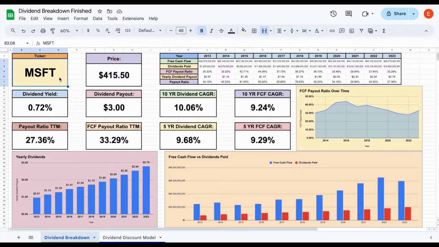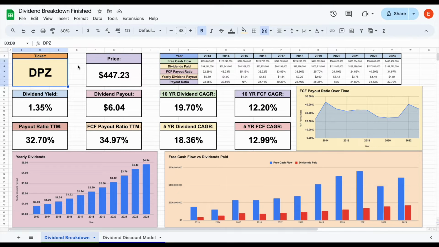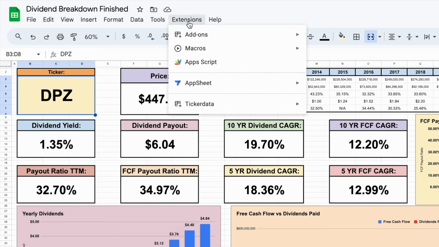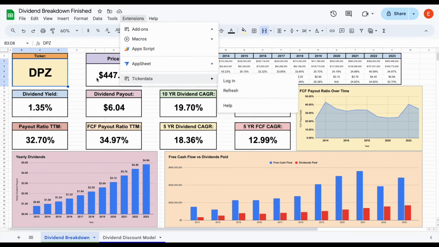So for example, you can see we have Microsoft stock listed right here. But let's say I want to look at Domino's pizza stock. I can plug in DPZ right here and hit enter. And you can see all this data is going to automatically load in. If we go here to extensions on Google Sheets, here you can see the ticker data add-on where you can log in and refresh the data as well.